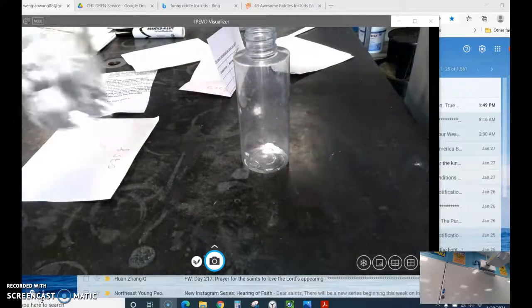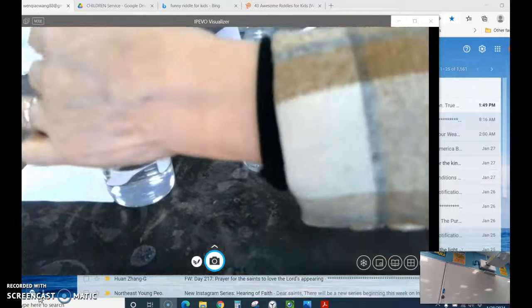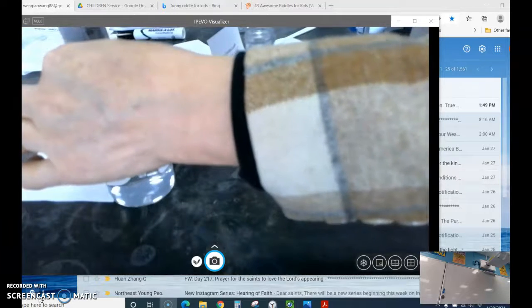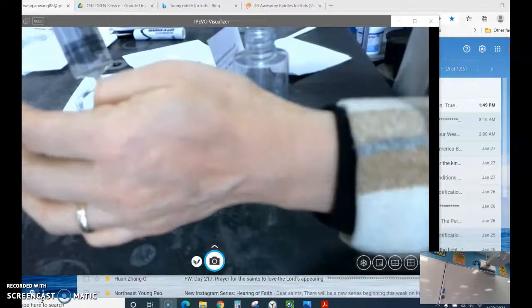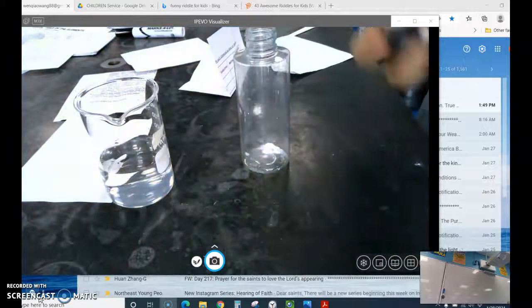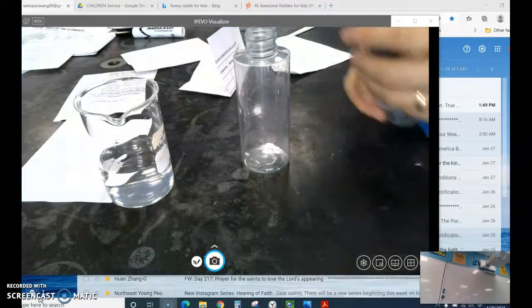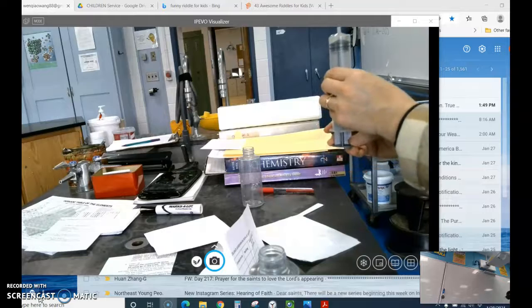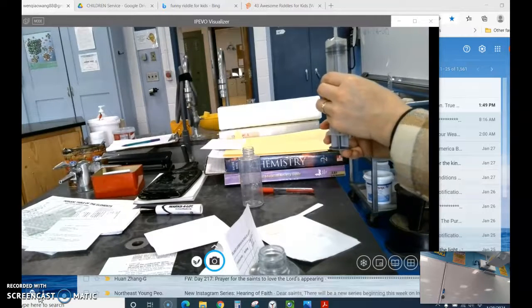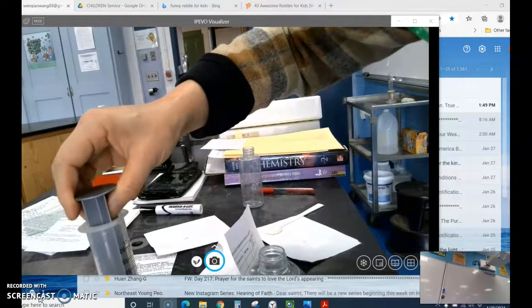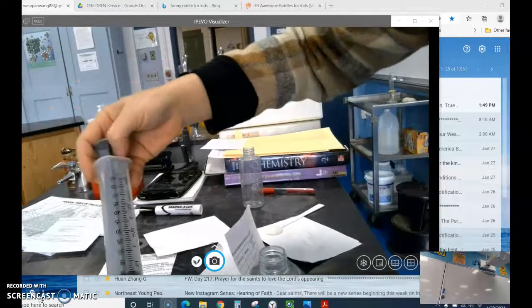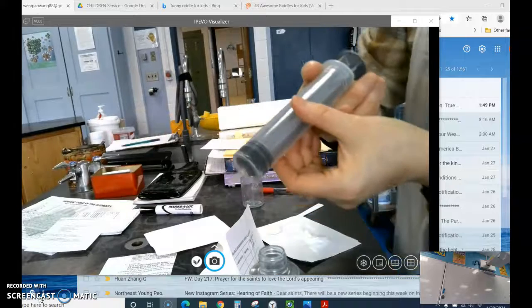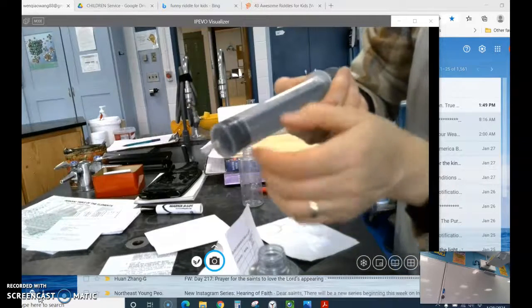So here is my vinegar. I'm going to suck only 5. Okay, there is a little bubble. A little bubble here. I'm going to take away the bubble, make sure. Okay, and then go back to confirm I have 5. Yes. Okay. So, guys, you can see I have exactly 5 inside.